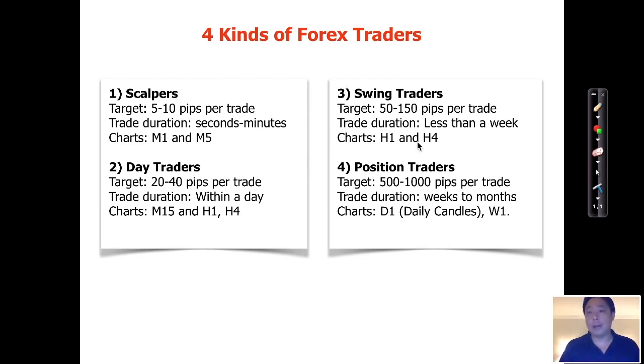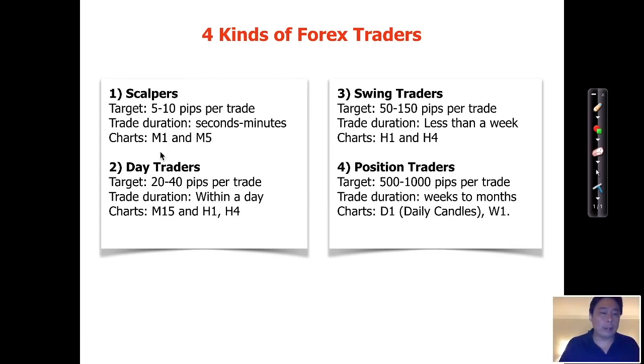Next, we have swing traders. So swing traders will typically target 50 pips to about 150 pips per trade. So when they get in, they hit 50, 150, they're out of the trade. And the trade duration usually lasts for less than a week, a couple of days. And they'll look at charts with hourly or 4-hourly candles. So those are swing traders.